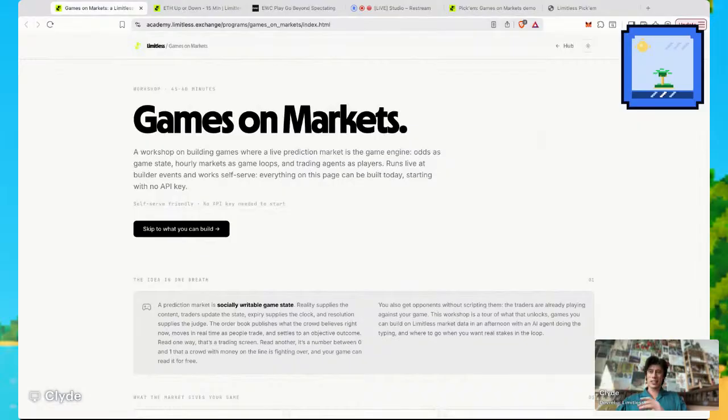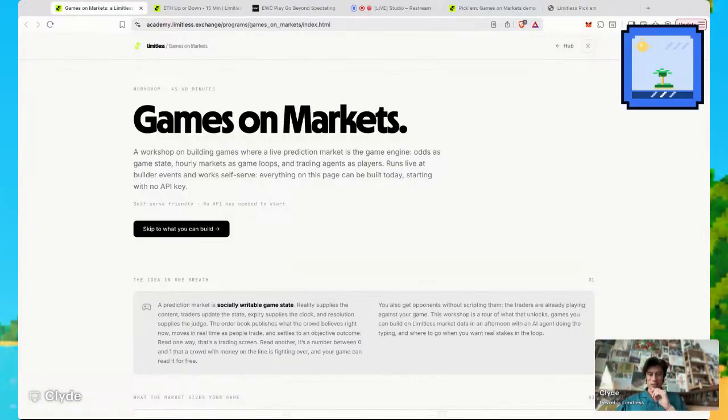And right, so what we're going to do today is just look at some of the primitives in a prediction market, some of the different aspects of how you can actually use prediction markets as a platform to develop games on. The odds and information that prediction markets produce could serve as a game state. You could use hourly markets as game loops, trading agents as your players, and essentially, guys, we're just going to try and get some inspiration out there and tell you about a few different directions you could take this.